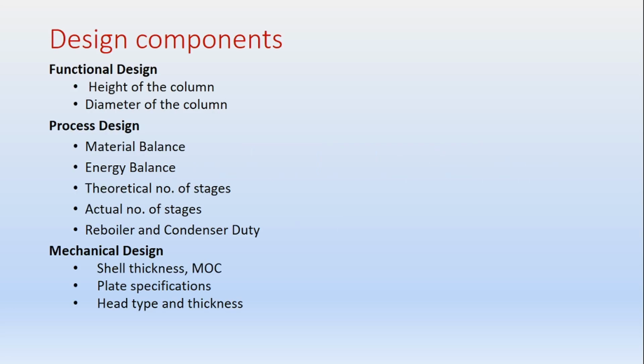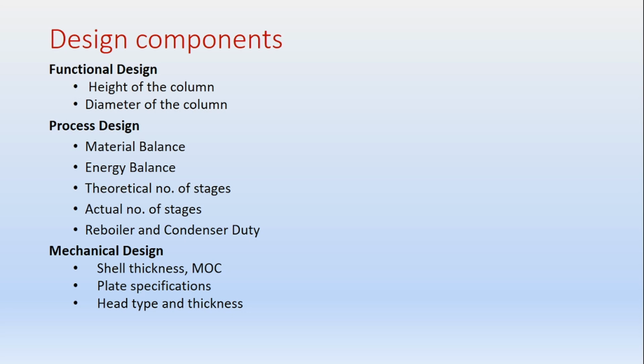So we have three main components of the design that we are going to see here. One is the functional design, under which we will determine the height of the column and the diameter of the column. We will see the process design parameters like material balance. We will determine what are the quantities of various material streams. We will do energy balance to determine the energy requirement for the column.